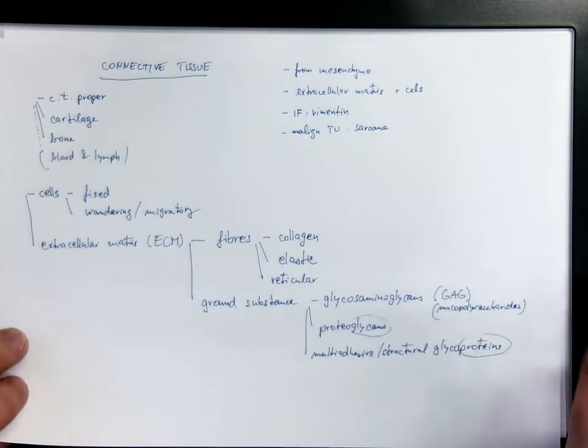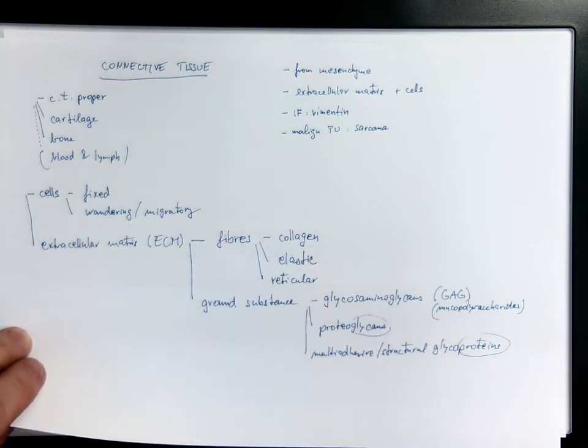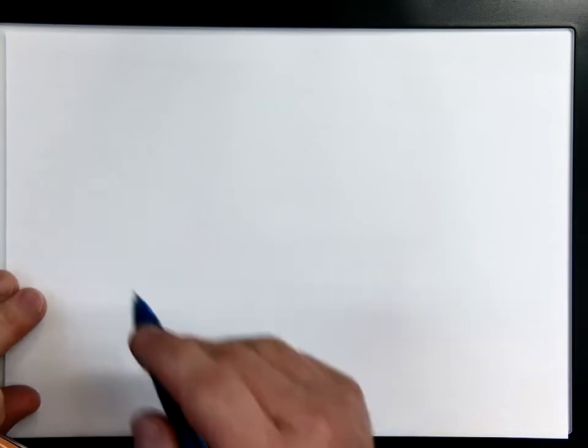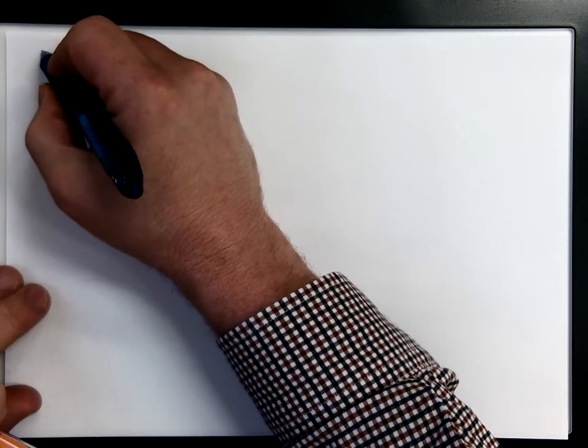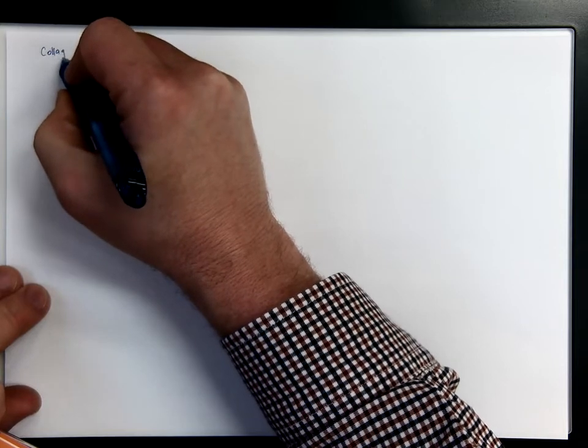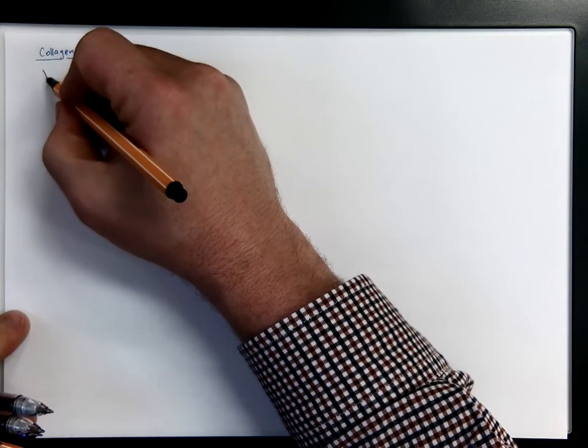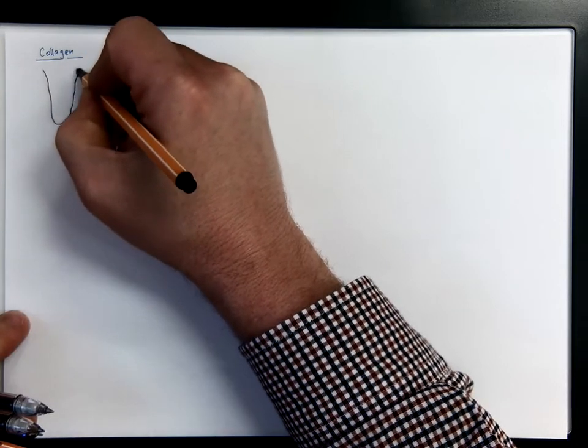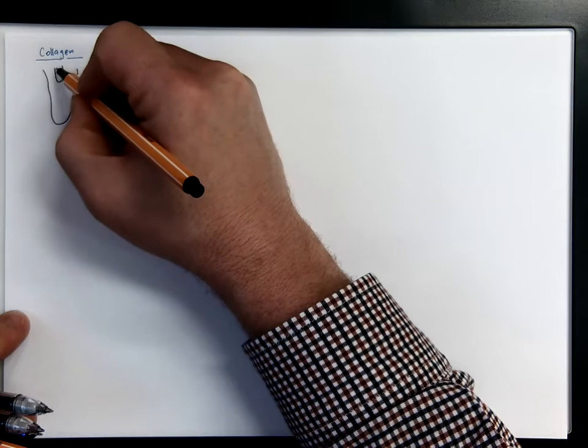Let's have a look at the extracellular matrix components. First, we'll deal with the fibers. The most common fibers of the extracellular matrix are made of collagen. There's a wide range of collagen types, more than 25 types. However, we deal mostly with type 1 collagen in this first look. And collagen is produced mainly by fibroblasts, might be produced by smooth muscle cells as well.